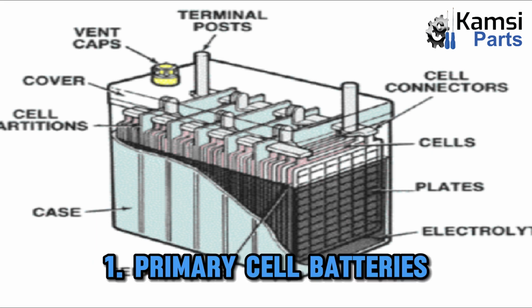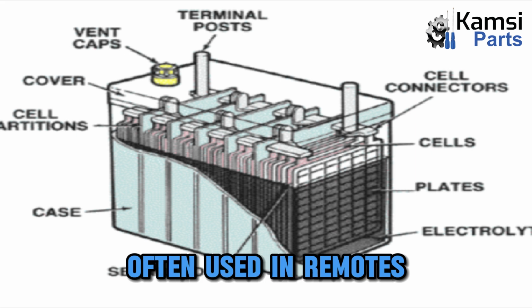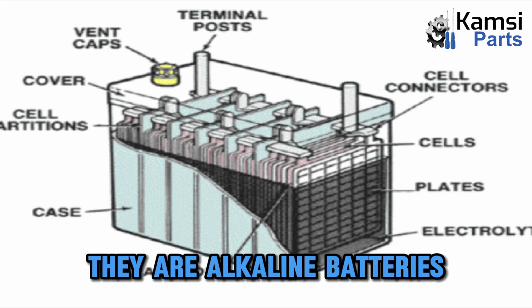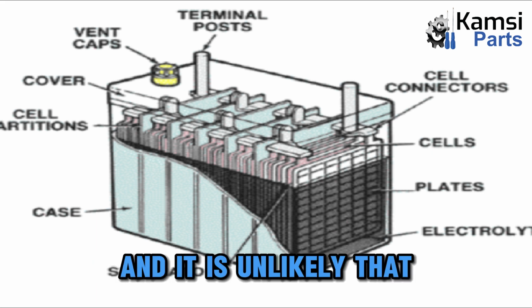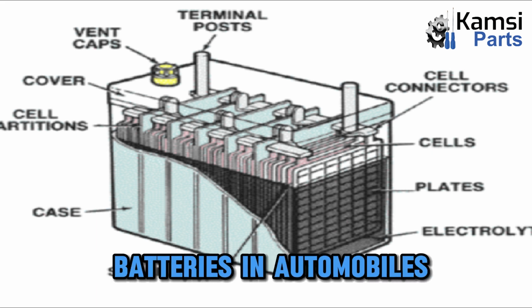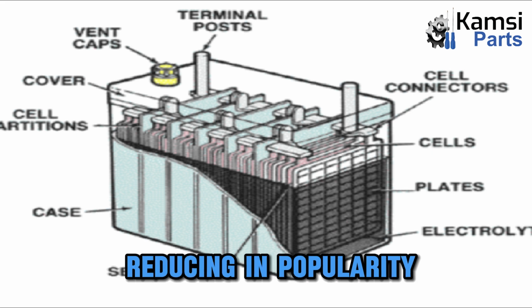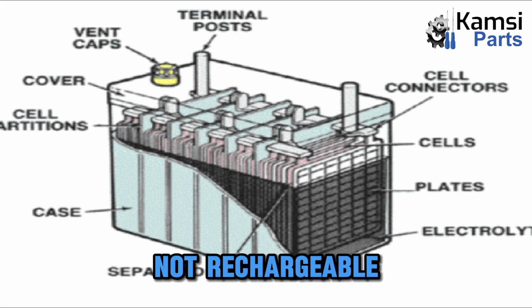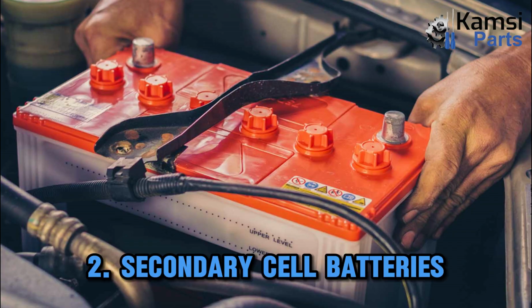1. Primary cell batteries. They are single-use batteries. The typical AA or AAA batteries, often used in remotes. They are alkaline batteries made with zinc and carbon, and it is unlikely that you will find these kinds of batteries in automobiles. The batteries are already reducing in popularity because they are not rechargeable and must be disposed of after use.